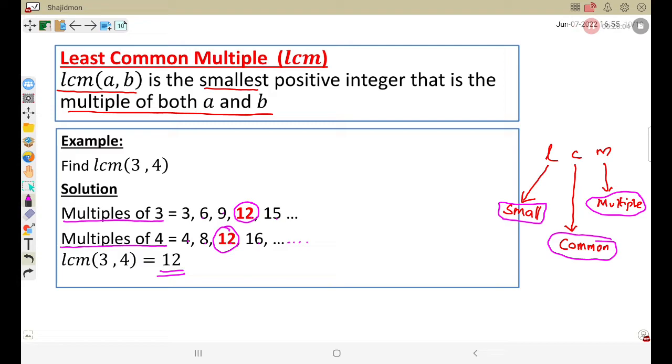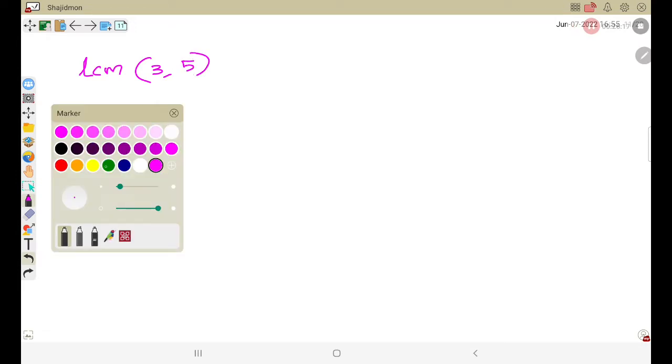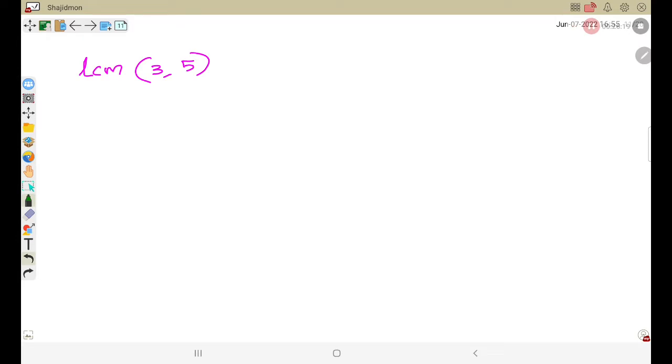So this is the idea. Here we are studying the meaning of LCM. A simple example, one more we can do. We need to find the LCM of the numbers 3 and 5, for example. So what do we first need to do?